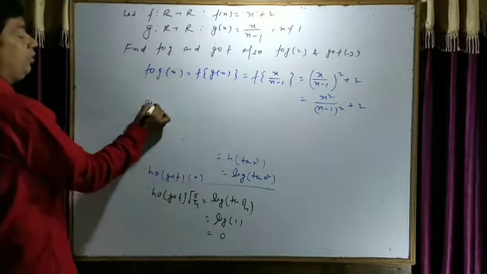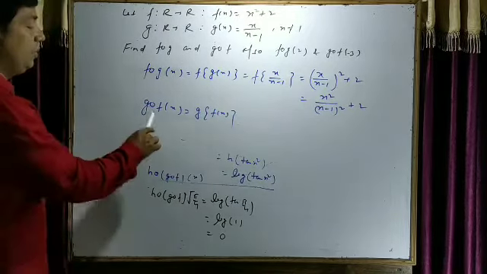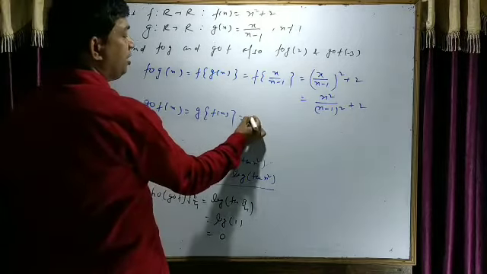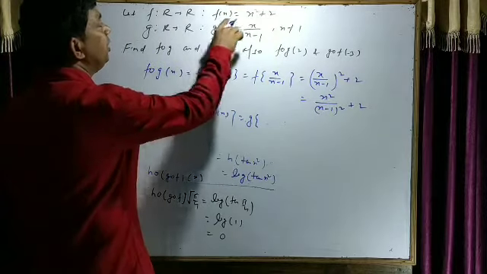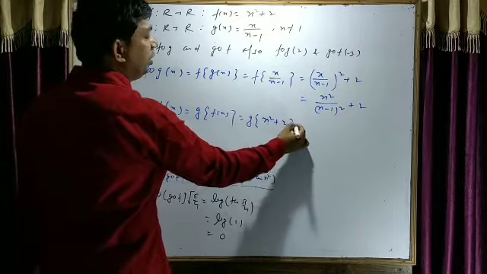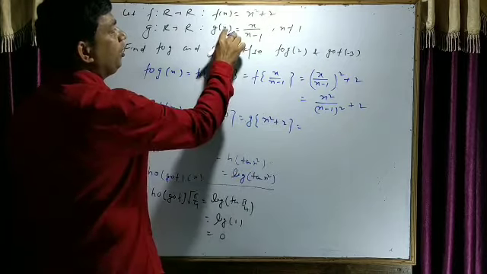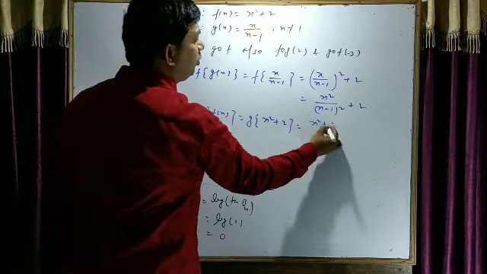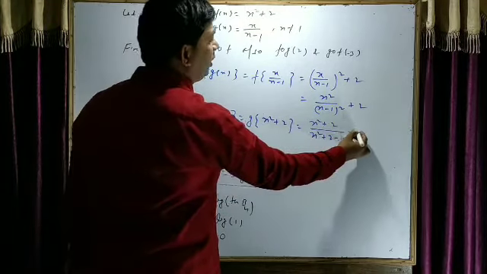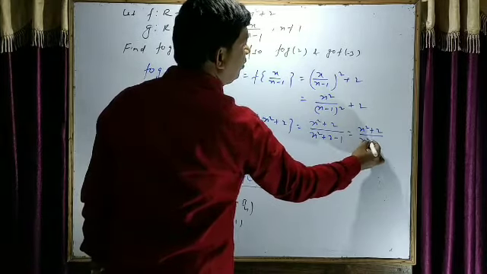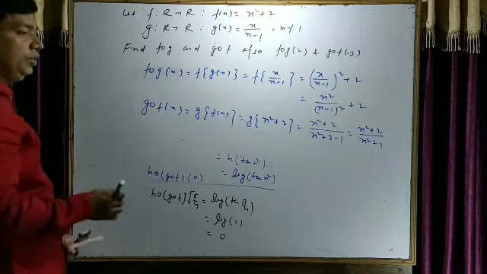And now what about gof? gof of x means g of f of x. What is f of x? x square plus 2. Now what is g of x? So in place of x we have to write x square plus 2. Here x square plus 2 divided by, in place of x, x square plus 2 minus 1, then it is x square plus 2 by x square plus 1. Okay, so this is the answer of fog and gof. One more question.